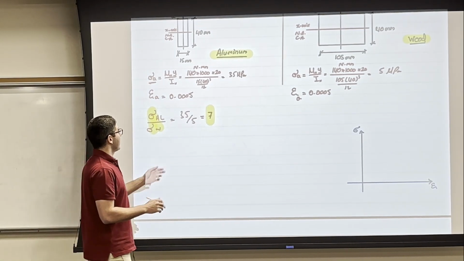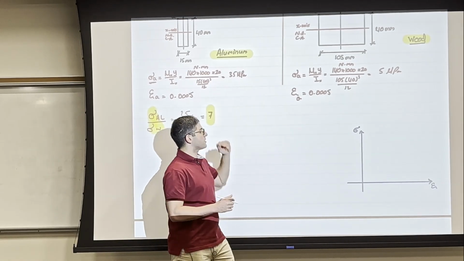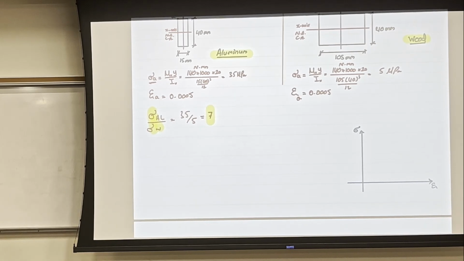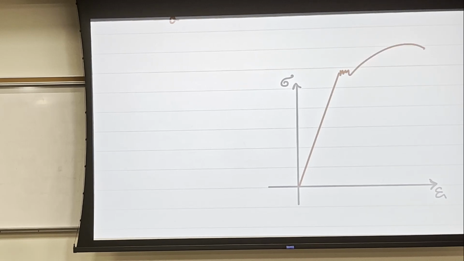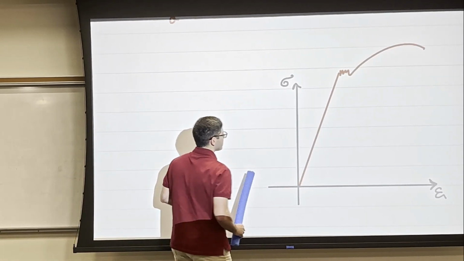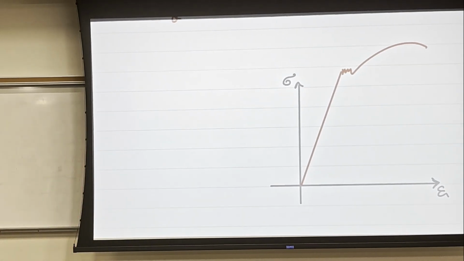How can, at the same strain, I'm getting different stresses? Of course, because of what we discussed in lecture 2, which is the stress-strain diagram. Steel is stiffer than the wood. So I'm going to have a stress-strain diagram looking something like this, which is close to 90 degrees, with a very big slope. But for the wood, I'm going to have something like this.